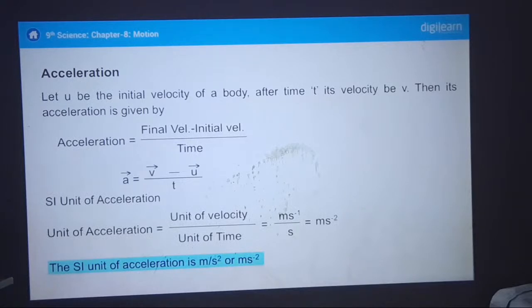Unit of acceleration is equal to unit of velocity divided by unit of time. That equals meters per second divided by second. That is equal to meters per second squared. The SI unit of acceleration is meter per second squared.